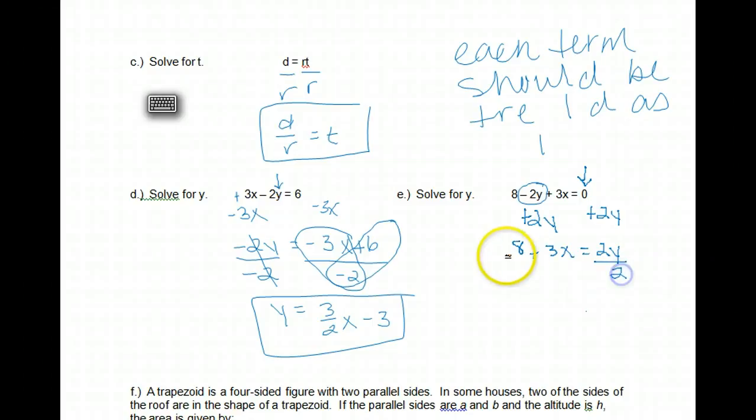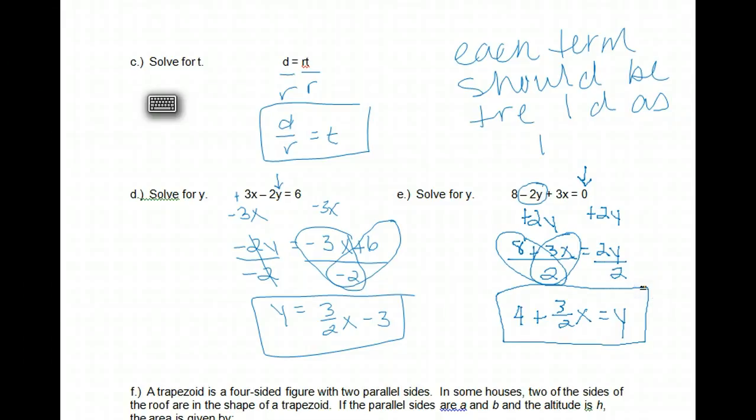Then you're dividing both sides by 2. You still have to divide to each term in the numerator. 8 divided by 2 is 4. 3 divided by 2 is still just 3 halves x, and that equals y. So we have the same exact answer that we had before, two ways that we could have solved it. Either way that you chose to do it would be correct as long as you had the right answer.